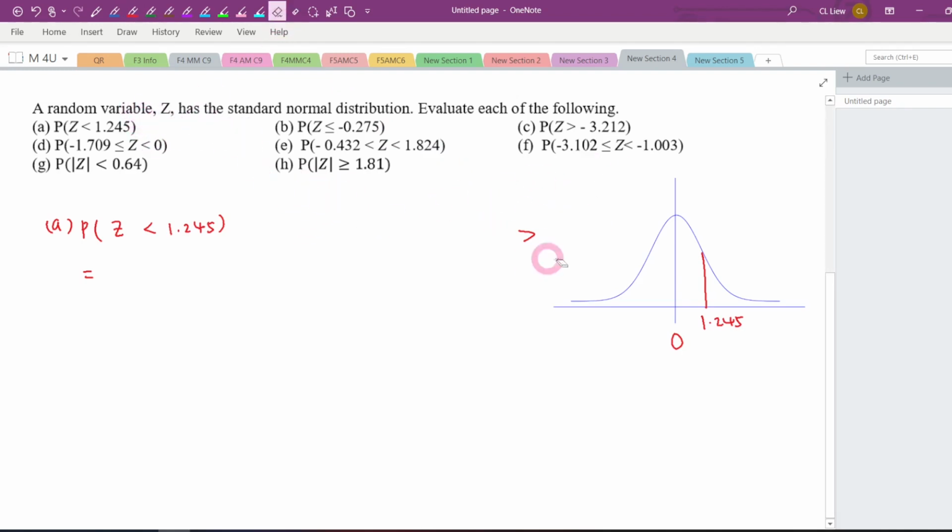Okay, now let's go back to this question. Less than 1.245. So it means that we want to find the area here, right? Before I calculate, I know that the answer must be more than 0.5. Why? Because left hand side here is 0.5. So this is more than half, right? So definitely the answer will be more than 0.5.